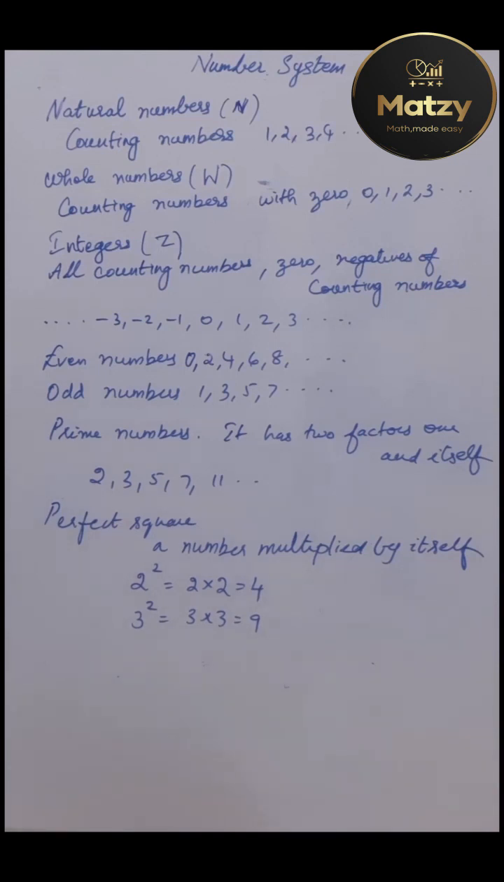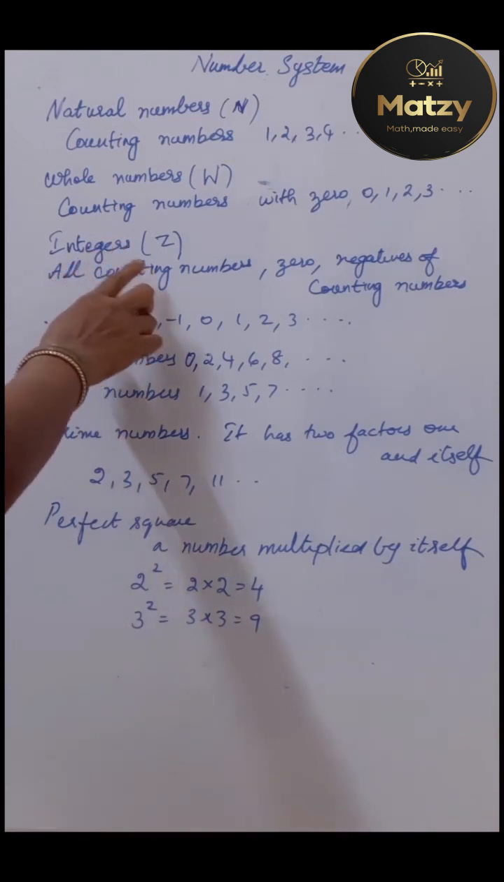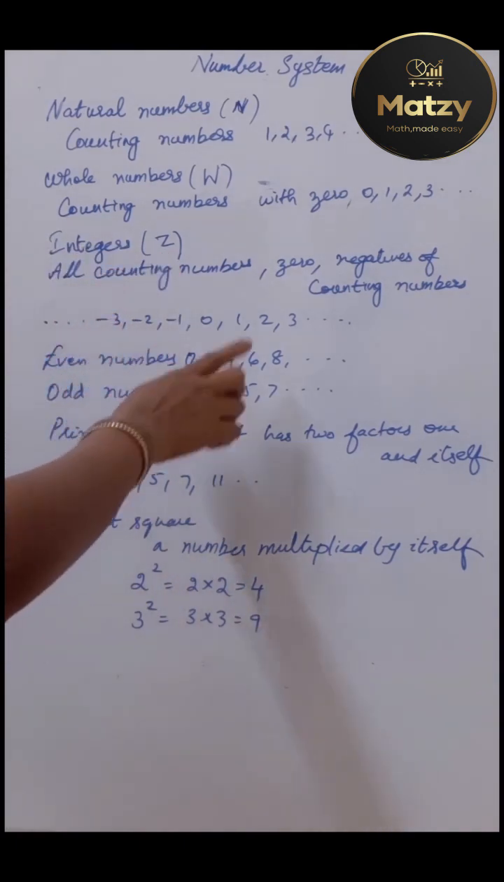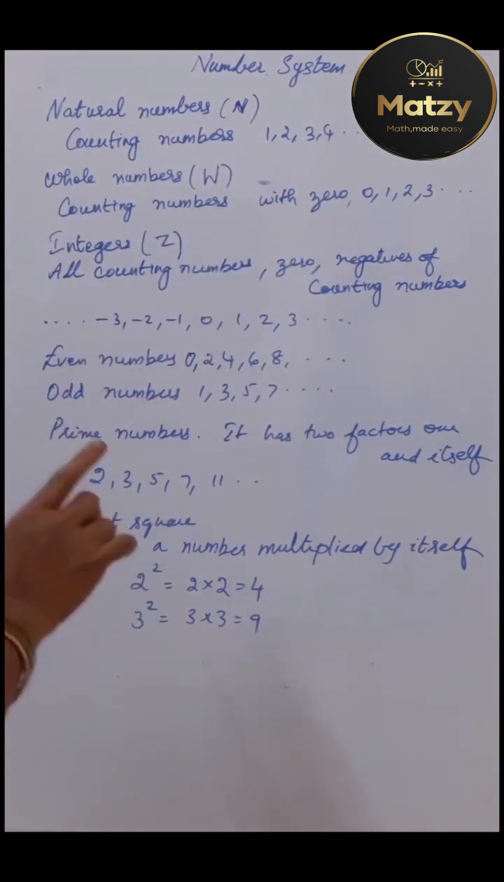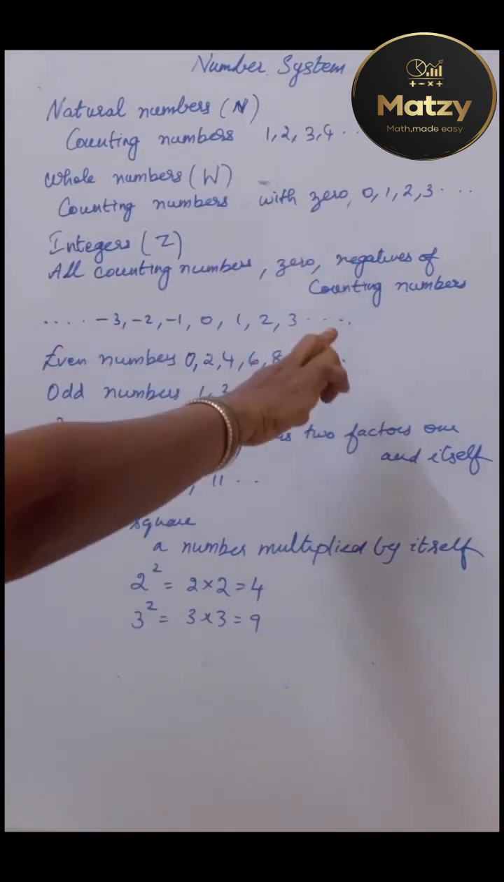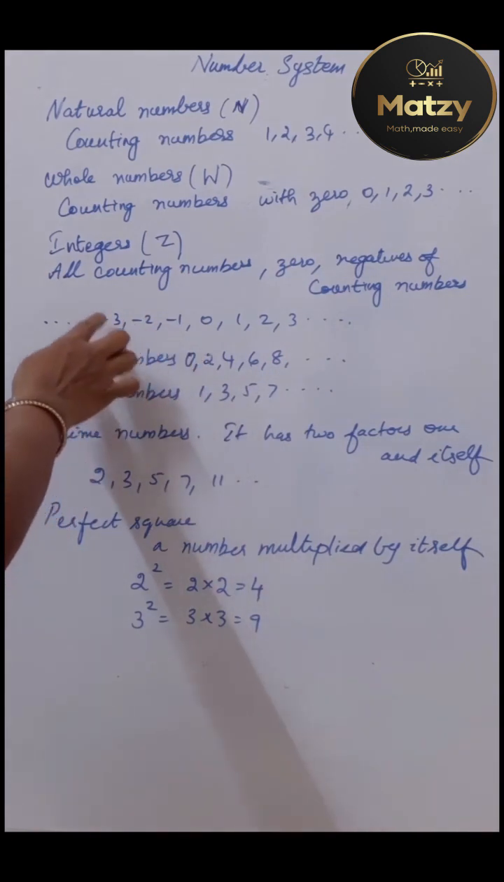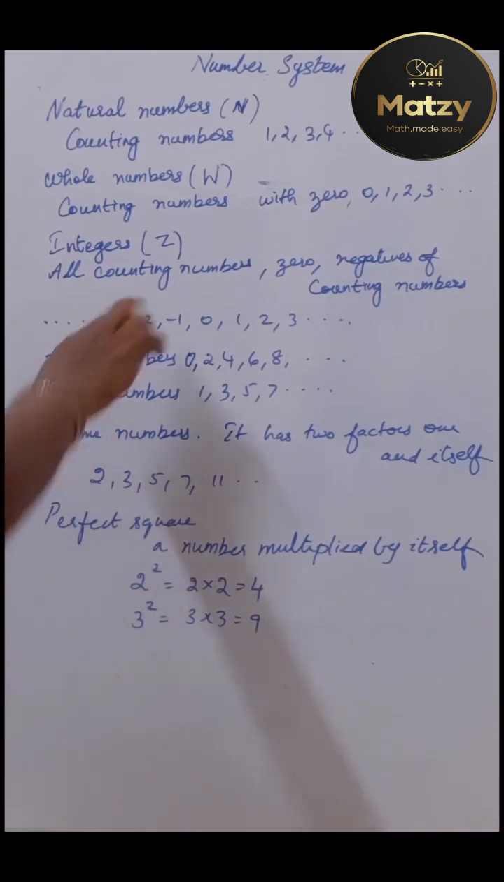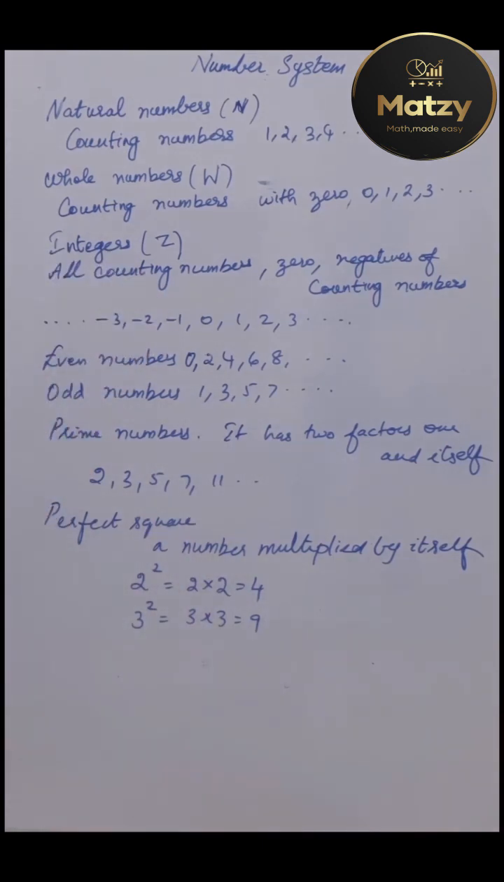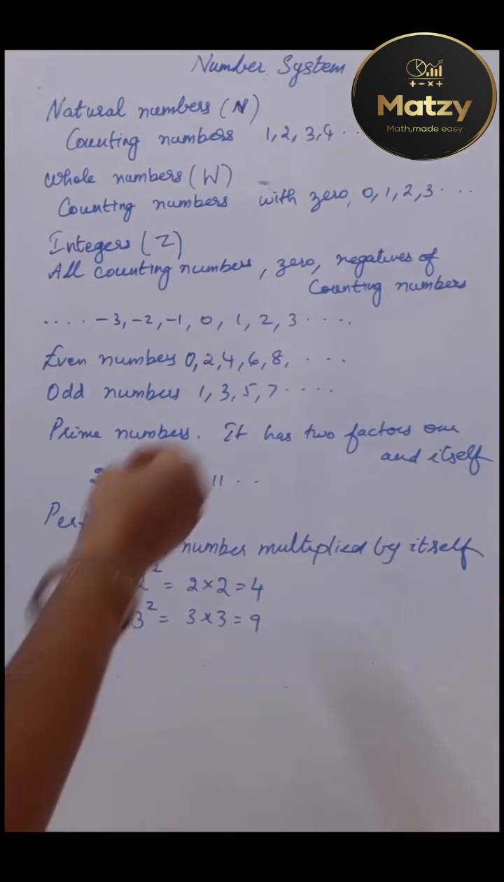Next one, integers. Integers we denote by capital Z. It includes all the positive numbers, that is all the counting numbers, then negatives of those counting numbers, that is minus 1, minus 2, minus 3, minus 4 like that. Then 0 also will be included in integers. So integers include all the positive numbers, all the negative numbers and 0.